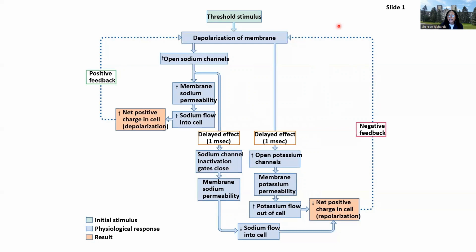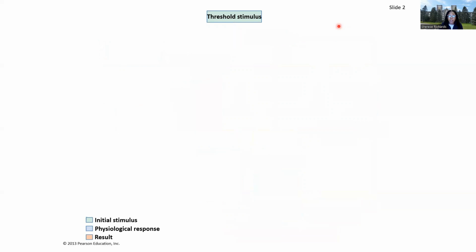Let's look at this in terms of a flow chart. Let's look at this in terms of an algorithm and determine how this happens step by step. So this is just a different way to appreciate the events of the action potential. We start with our threshold stimulus, and again, this must get to negative 55 in order for the next sequence of events to occur. Then we depolarize the membrane.